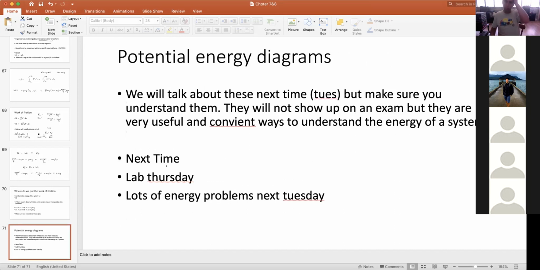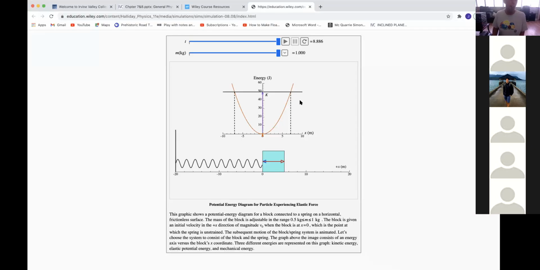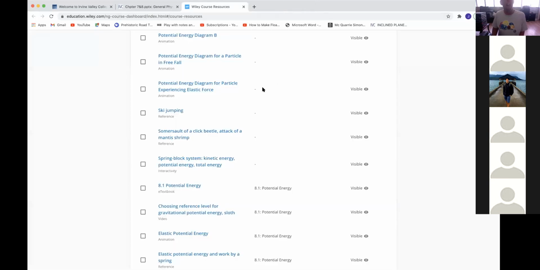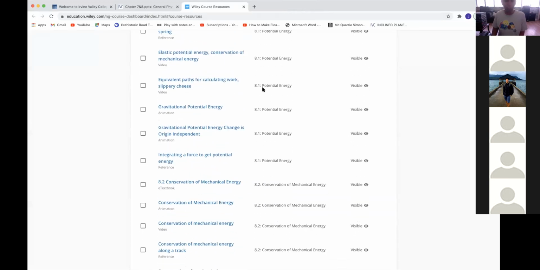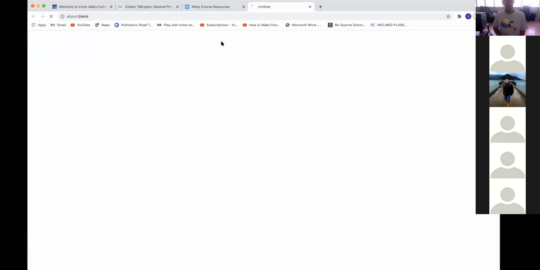So the only other thing that I want you to go through before Thursday is there's a thing about potential energy diagrams. I'll show them to you really fast. They're a little weird. You're not going to be tested on them. I don't even think I gave you homework on them. But they are in 8.3.